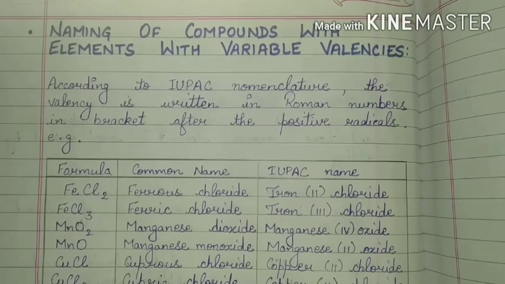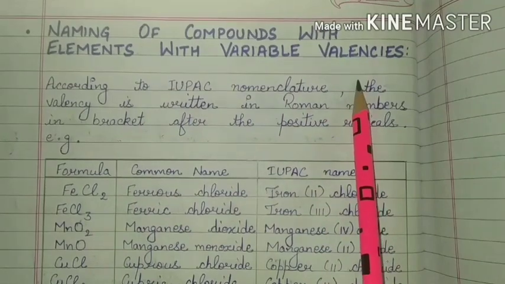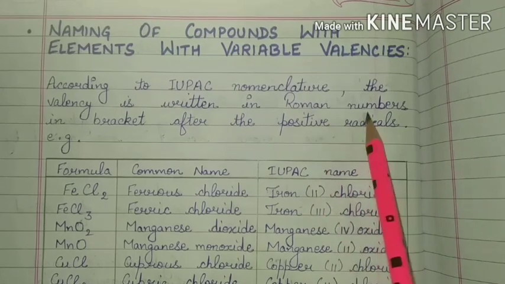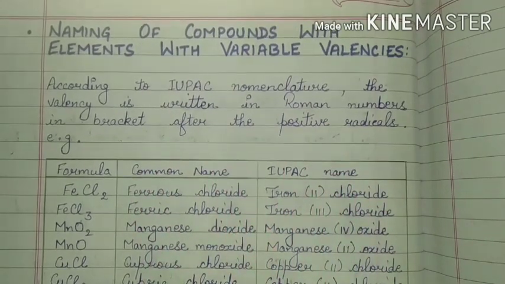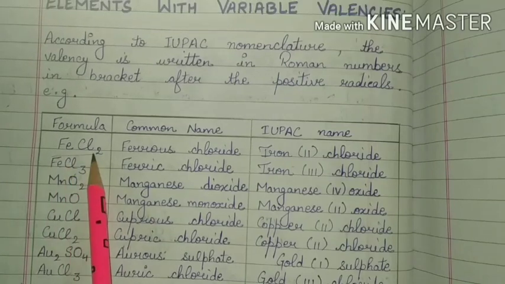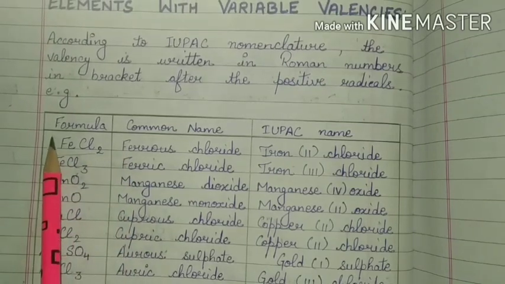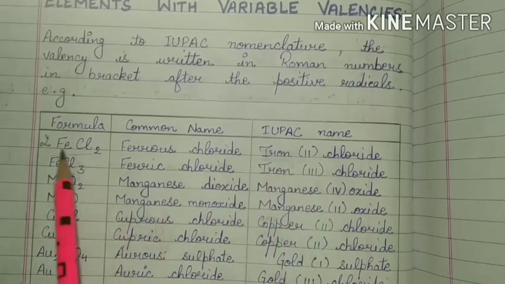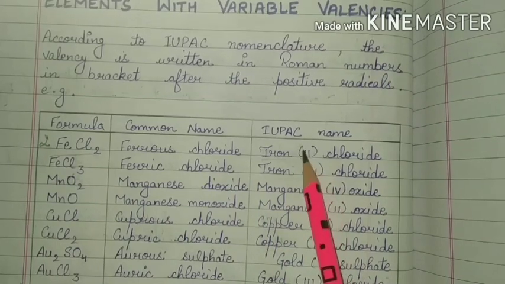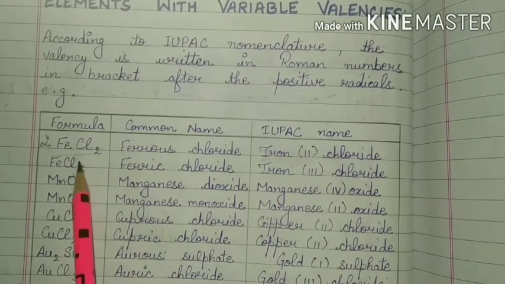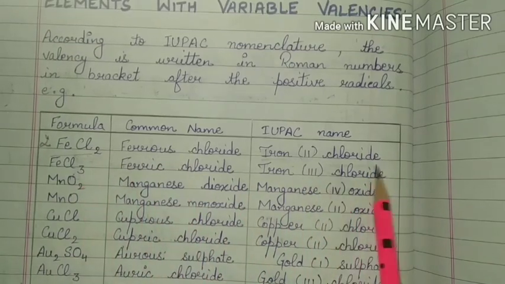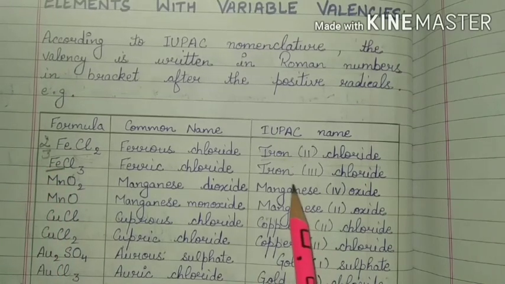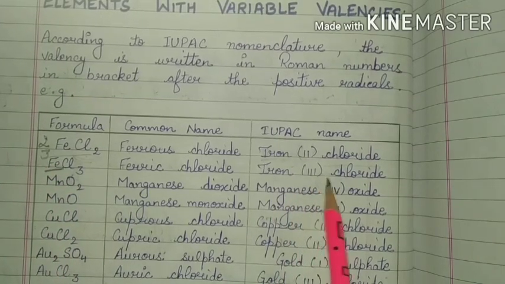We also have a rule for naming compounds having elements with variable valencies. For writing the names of such compounds, we write the valency in Roman numerals in brackets after the positive radical. For example, in FeCl2, the valency of iron is 2. So its name is written like iron, and afterwards we write its valency in brackets, in Roman numerals, and afterwards what is present here? Chlorine, so we write chloride. Likewise, in FeCl3, iron's valency is 3. So here we have written iron, 3 in Roman numerals, and afterwards chloride.